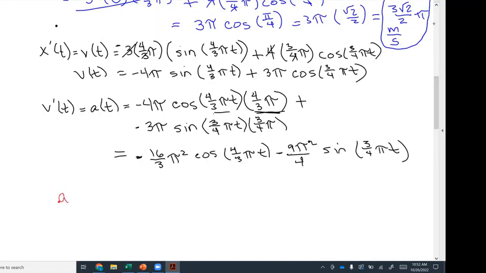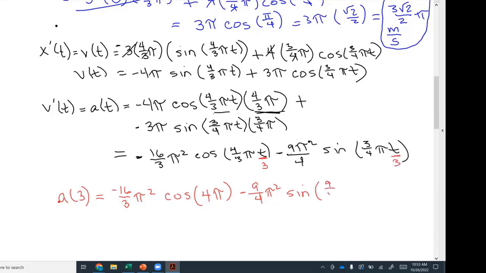We want to say the acceleration at time t equals 3 is equal to negative 16/3 pi squared times the cosine of, I'm going to put a 3 in here. That's going to cancel with my 3, so I get 4 pi, minus 9/4 pi squared times the sine of, and I'm going to put a 3 in here, and that gives me 9/4 pi.